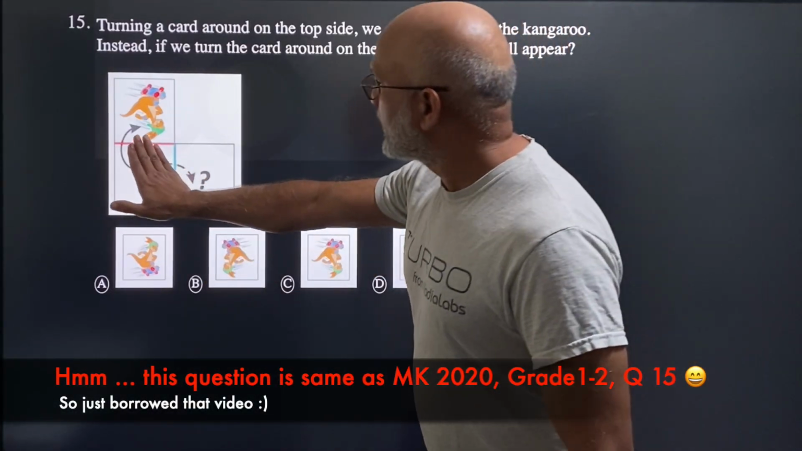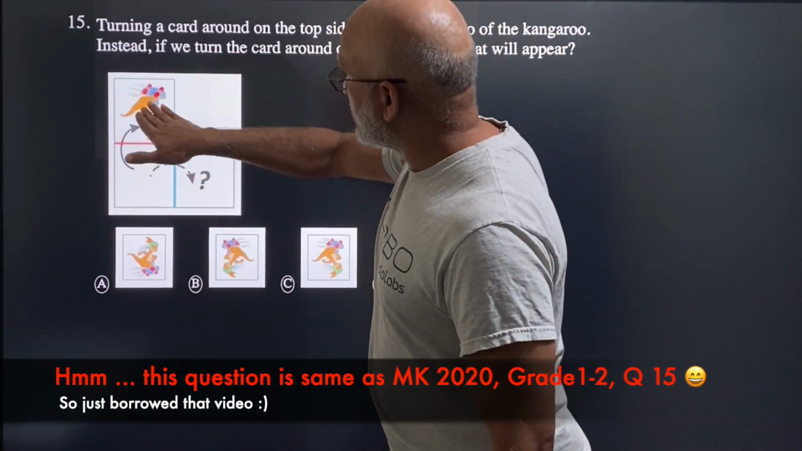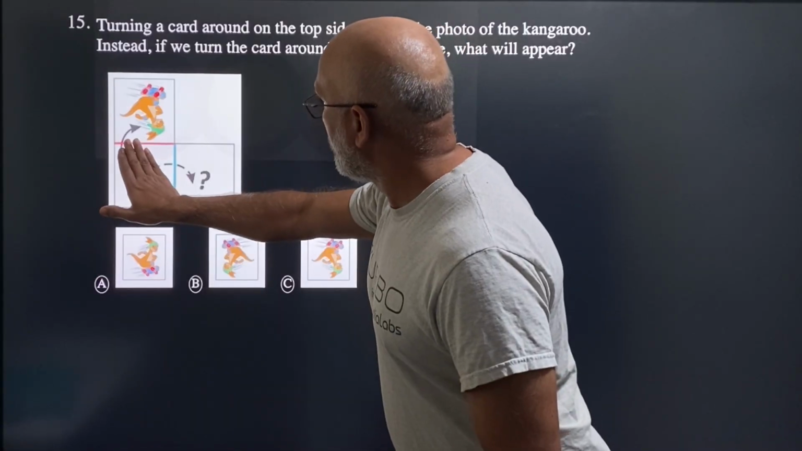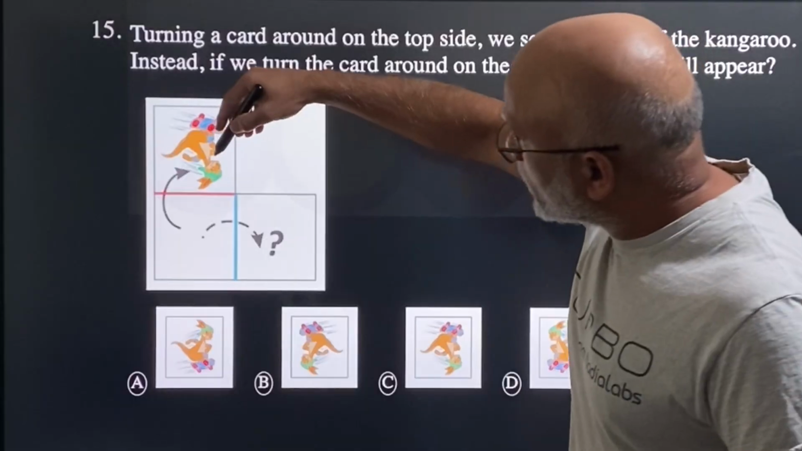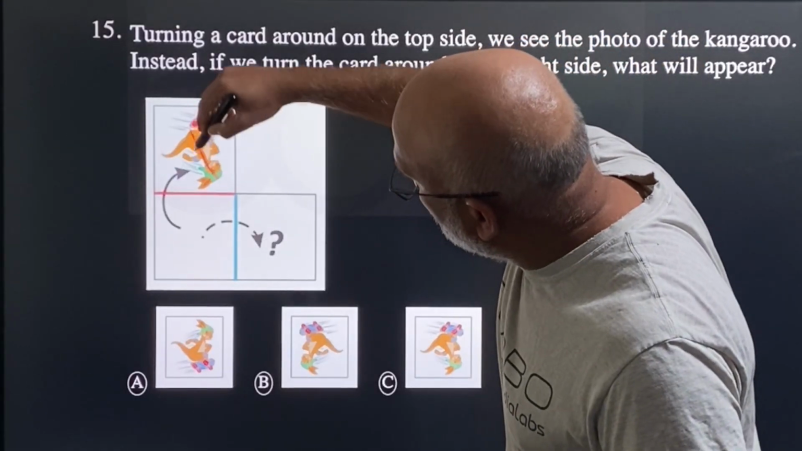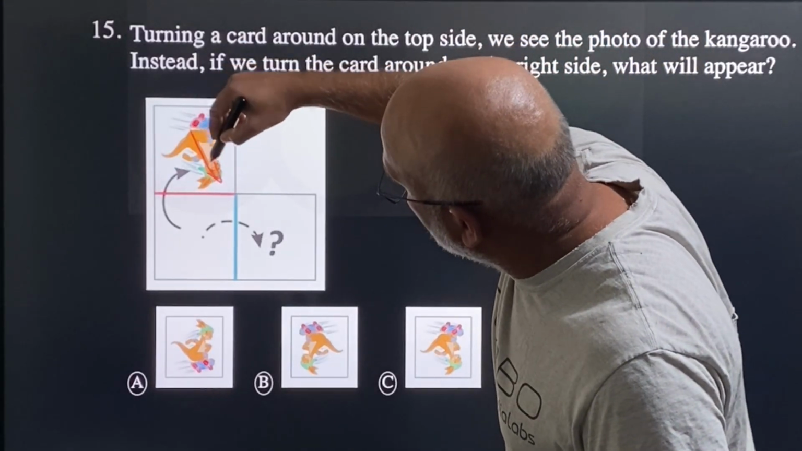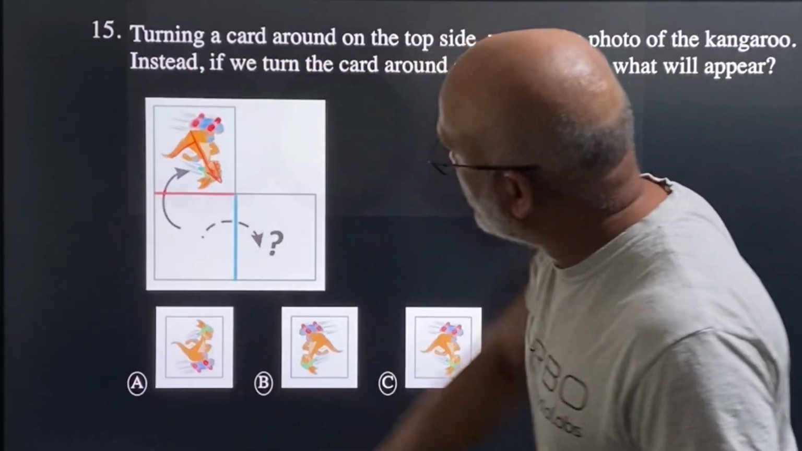Okay, there is a card here. If I flip it like this, I see the kangaroo. If I flip it like this, what do I see? Now, the picture of the kangaroo is difficult to draw, so I'm going to represent it with some lines. This is the head and this is the tail.